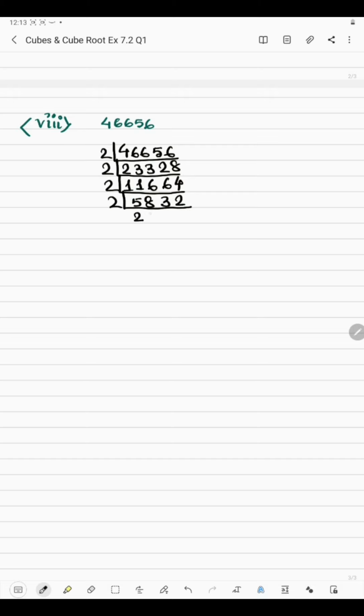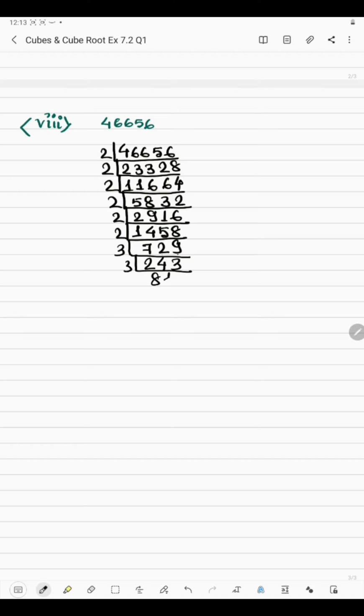Then 2 2s are 4, 2 9s are 18, 2 1s are 2, 2 6s are 12. Then 2 1s are 2, 2 4s are 8, 2 5s are 10, 2 8s are 16. Then 2 7s are 14, 2 2s are 4, 2 9s are 18. Now this 729 is not divisible by 2 further, as the last digit is 9. If you find the sum of the digits, 9 plus 2 is 11, 11 plus 7 is 18. So it comes in the table of 3, so it will be divisible by 3. So 3 2s are 6, 3 4s are 12, 3 3s are 9.